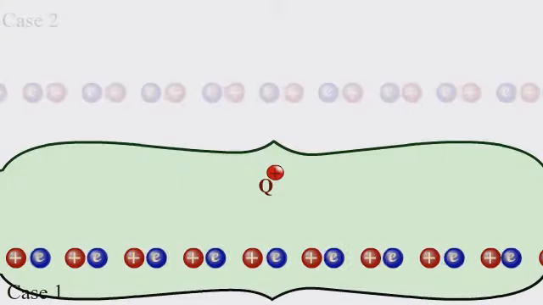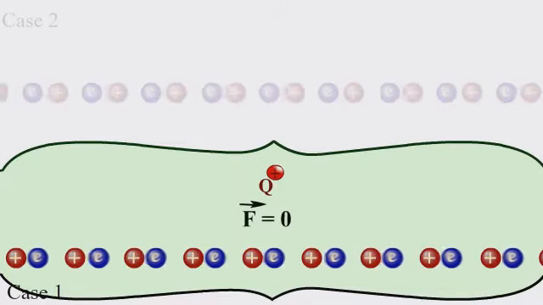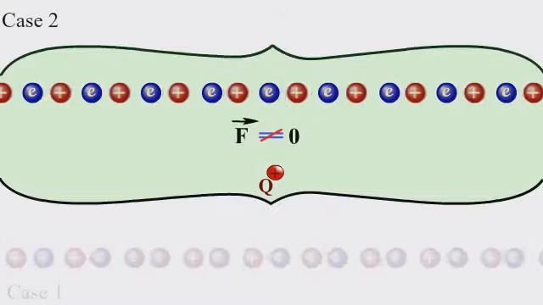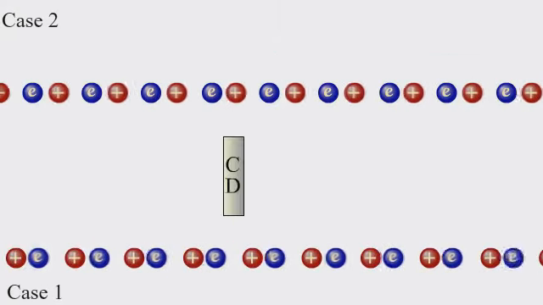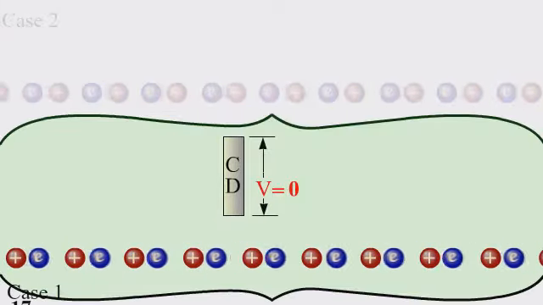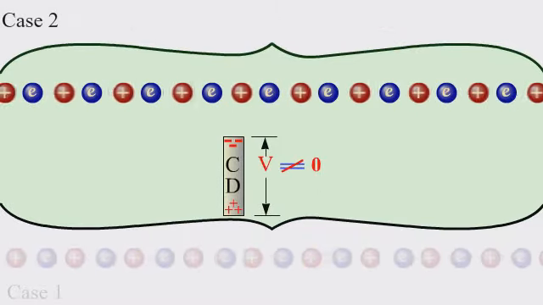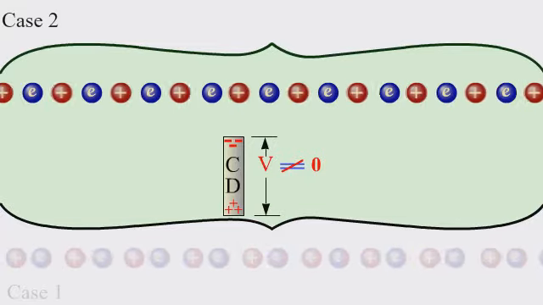However, the results are different. Concerning Q, in case 1 there is no force acting on it, but in case 2, there is a magnetic force on Q. And similarly with regard to the effects on the metal strip CD. In the former, there isn't any potential developed across it, whereas in the latter case, there is a potential developed across CD.